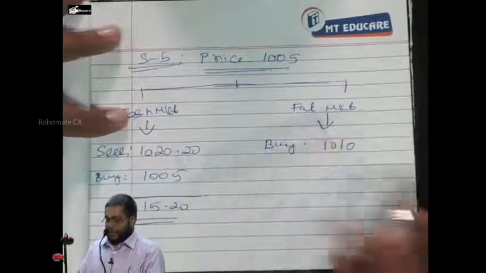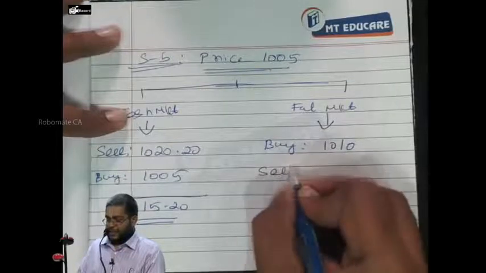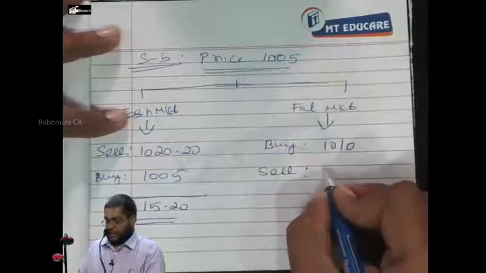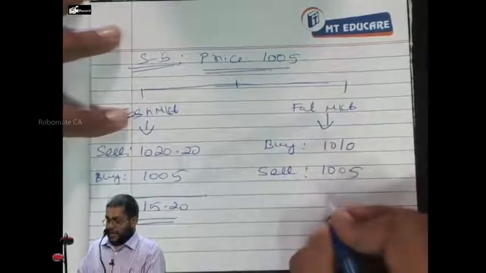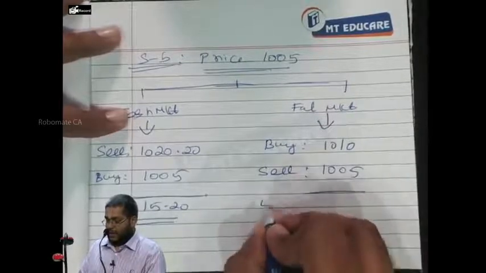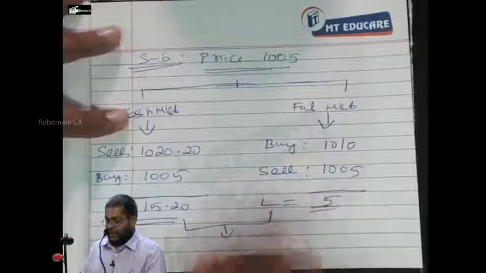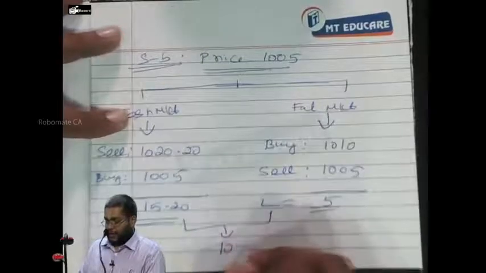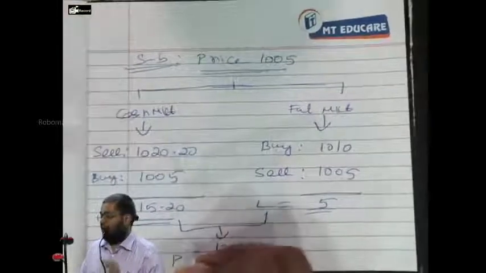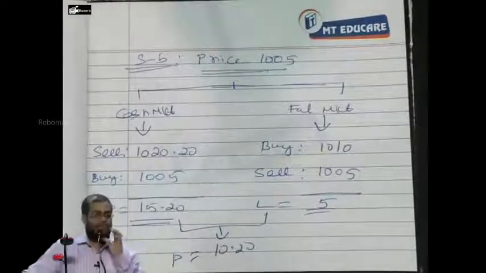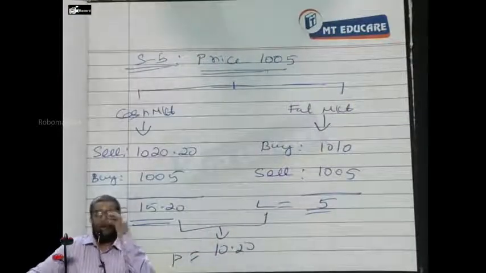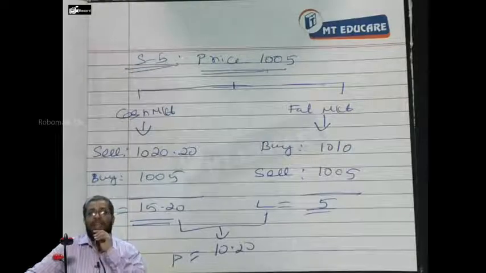For the buy portion in the futures market, the exchange gives me a counter sell at the futures price of 1005. Profit or loss? Loss. What is the loss here? 5. Now, knock it off. The net profit I make is 10.20. That is how we can make an arbitrage profit, whether the price increases or the price decreases.